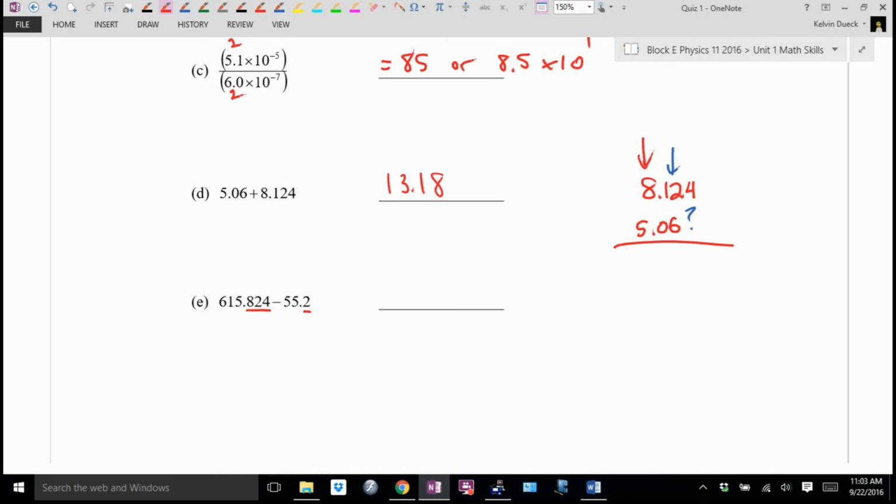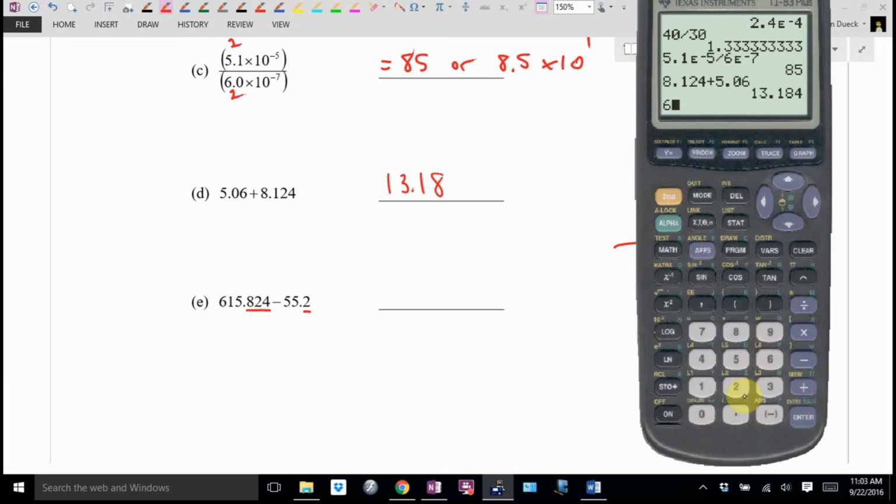The rule for adding and subtracting is not counting sig figs. The rule for adding and subtracting is how many decimal places? 2 decimal places. Okay? I'm going to go to 1 decimal place. And if you wrote it vertically, you would see that. So it's going to end up being 6.15, try that again.